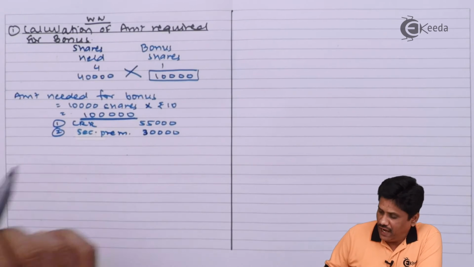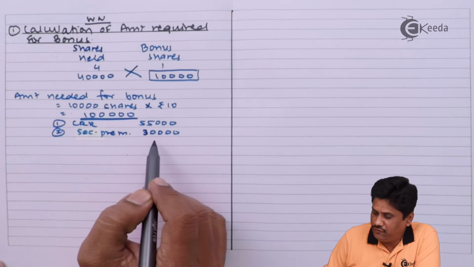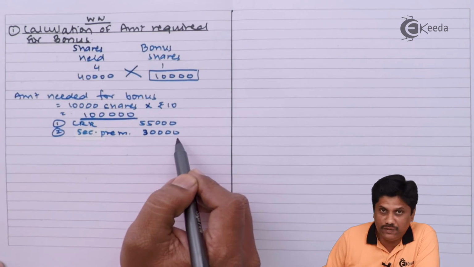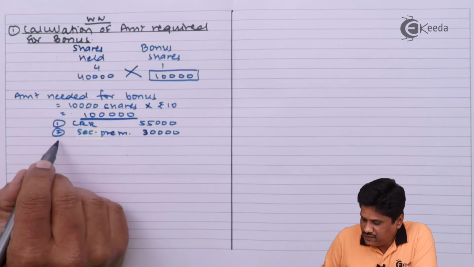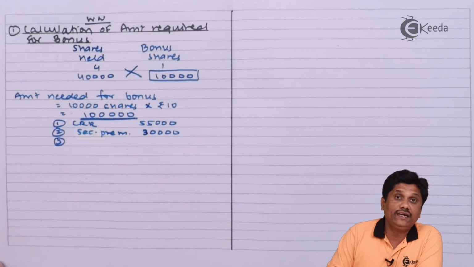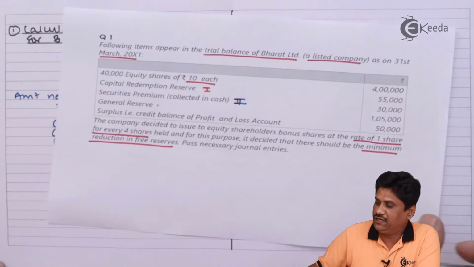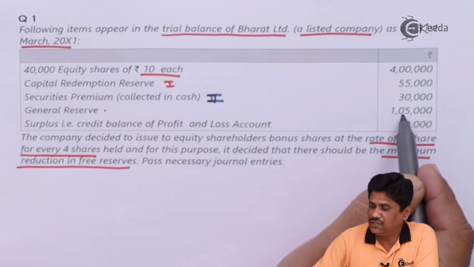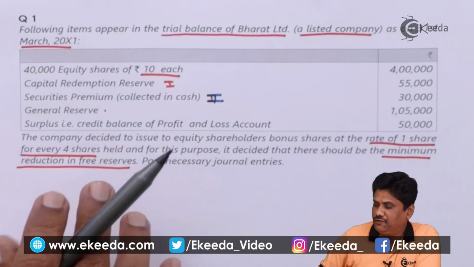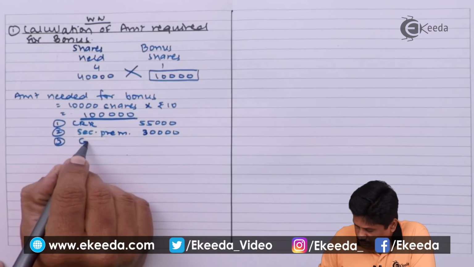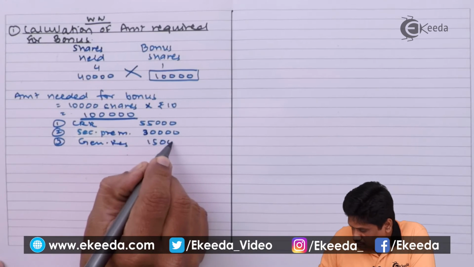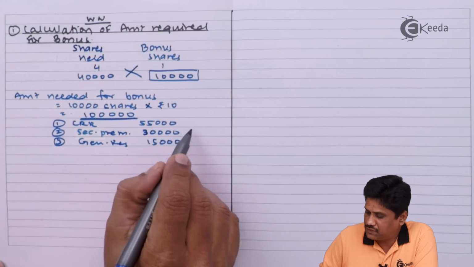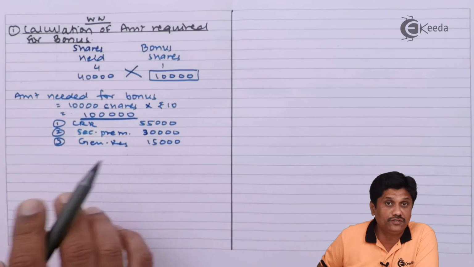Overall, how much amount do I need? I need 1 lakh. How much is the shortfall now? 15,000 only, because 55,000 from CRR, 30,000 from securities premium, so it comes to 85,000. That means the remaining 15,000 I can take from the next reserve. The next reserve available is general reserve and P&L account, but I will use general reserve on FIFO basis, since this reserve must have been created earlier. There is no need to use the P&L account. In this way, we have raised 1 lakh rupees. Total 1 lakh rupees is raised with the help of these three reserves.